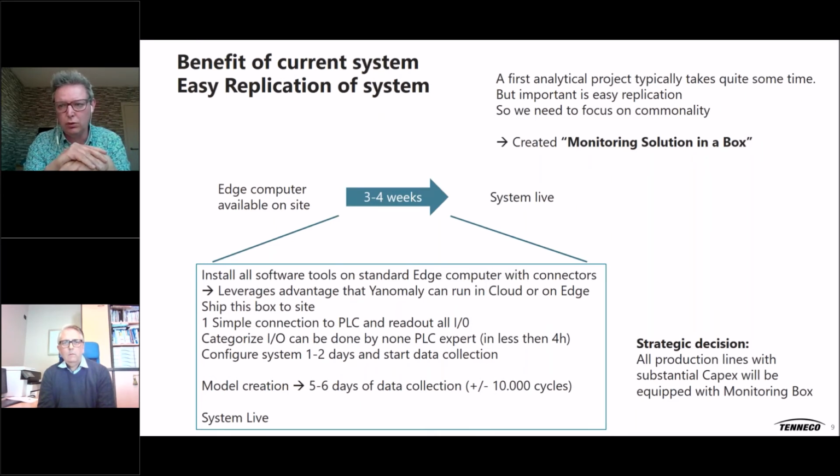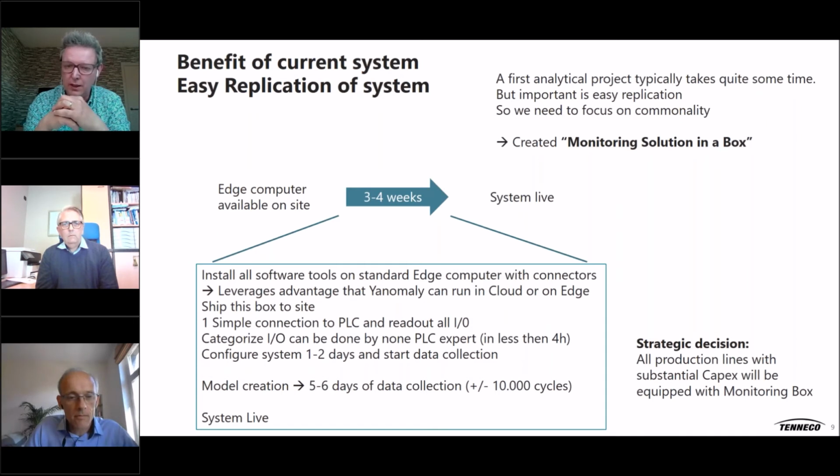We have this monitoring solution in a box. We have a methodology now, a system and a methodology, which is capable of installing the system as a replication in 3-4 weeks, meaning from installing it and configuring it in the PLC, to categorizing, which was important in there, to actually collect data for model creation. We have a system live in 3-4 weeks, and that's important.